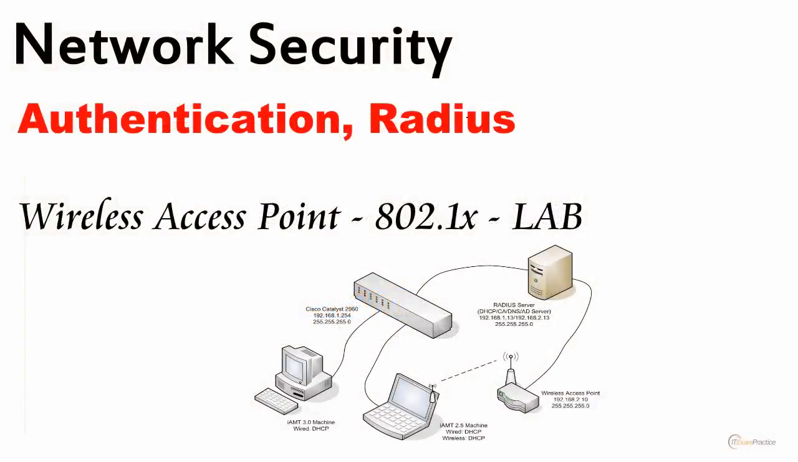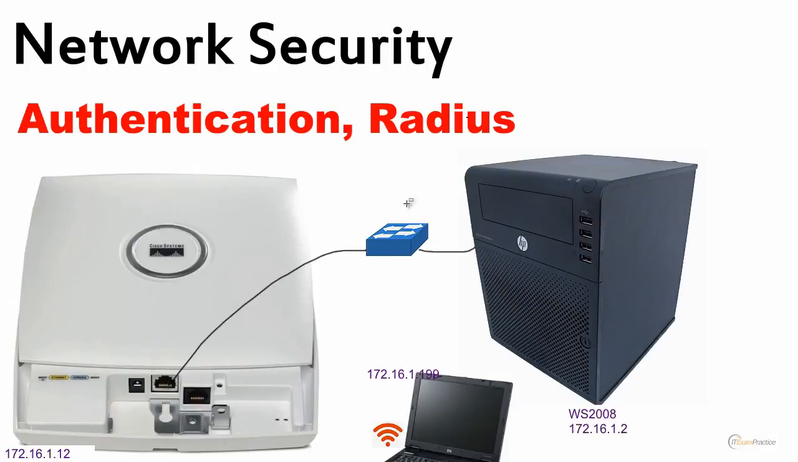Network security, authentication, RADIUS, a wireless access point lab, part 2. Here is our topology to remind you. We tested this access point. I was able to connect. Now what we want to do is enable RADIUS on it and authenticate our users using a AAA server. In my case, that will be a Windows Server 2008.